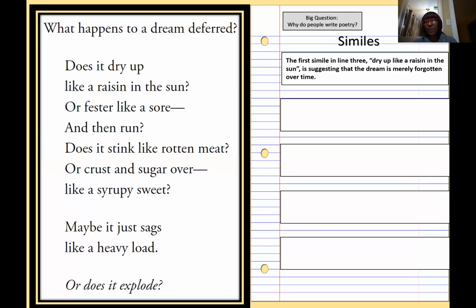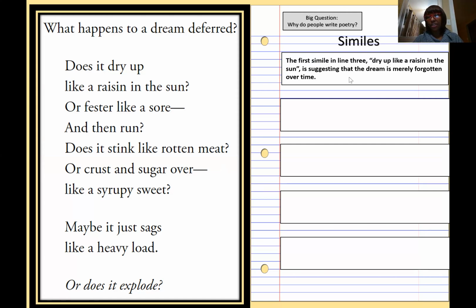So this is the second read of A Dream Deferred. Remember, yesterday was our first read, and we completed the strategy Poets, Poets, to help us understand the poem Harlem by Langston Hughes. Today, we're going to dissect the simile.